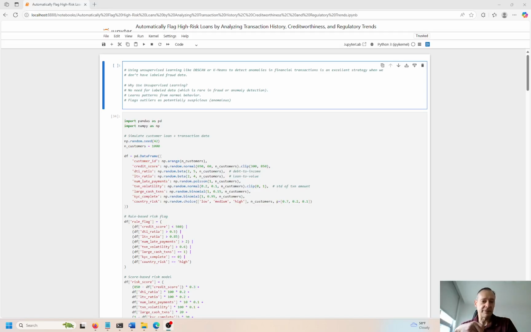So let's start at the beginning. We are going to introduce a couple of concepts of clustering, DBSCAN and K-Means, and try to look for anomalies based on these financial transactions and these rules that we are going to develop.